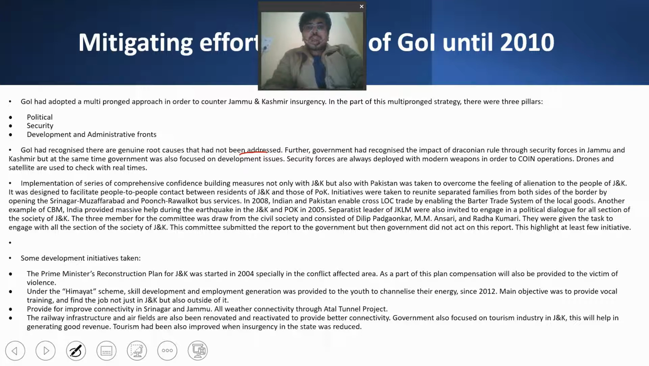They noticed it, and further the government had recognized the impact of the draconian rule through security forces in Jammu and Kashmir, the old rule that was being followed for the Jammu and Kashmir people. But at the same time, the government was also focused on development issues.